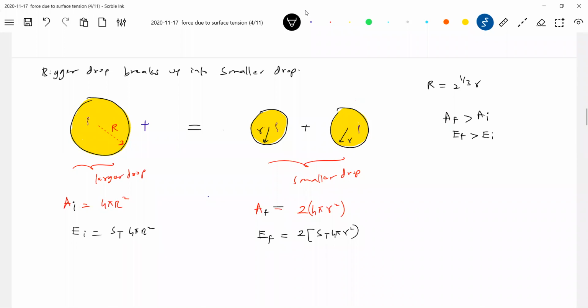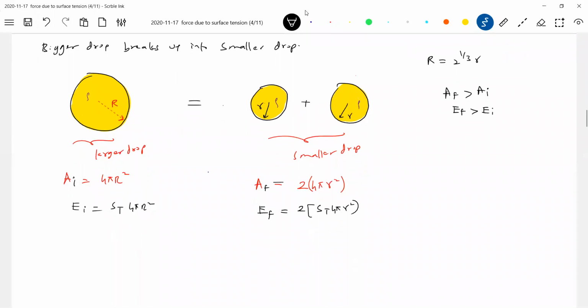Tell me, when a bigger drop breaks up into smaller drops, what should happen? Energy will be released or absorbed? Energy will be absorbed. Because from where should that extra surface energy come? So EF greater than EI. From where has that extra surface energy come on its own? See, the external agent is not doing it on its own.